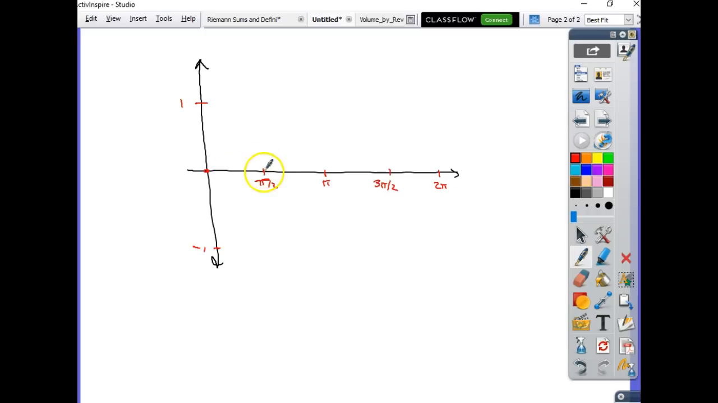And I'm going to draw this so I know I've got the point 0, 0. I know I've got a point at pi halves where sine is equal to 1. At pi, sine is equal to 0. At 3 pi halves, sine is equal to -1. And at 2 pi, sine is equal to 0 again. It helps if I actually hit my dots.